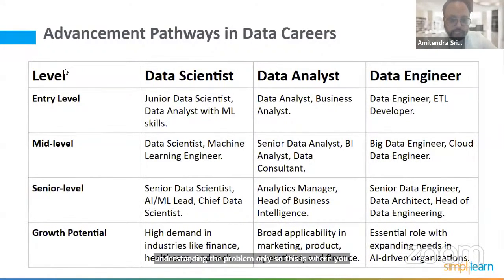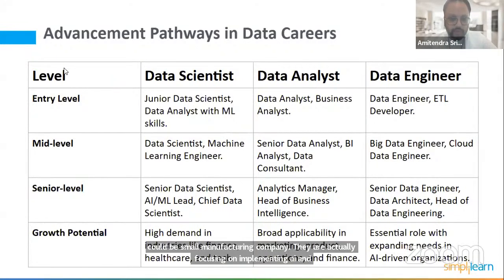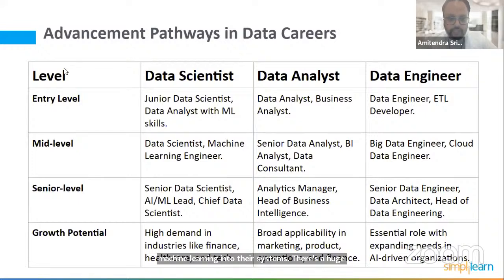And the growth potential that we are talking about: data scientists are in high demand in industries like finance, healthcare, and tech. But it's not that you do not have demand in other industries. You will see that other industries are also adopting machine learning and AI at a rapid pace. I have seen a lot of companies when I'm talking to them, it could be a dairy company, it could be a small manufacturing company. They are actually focusing on implementing AI and machine learning into their systems. There's huge demand across different industries.